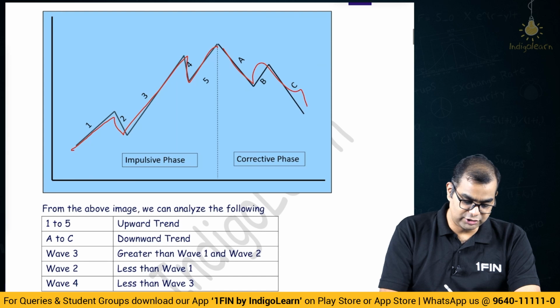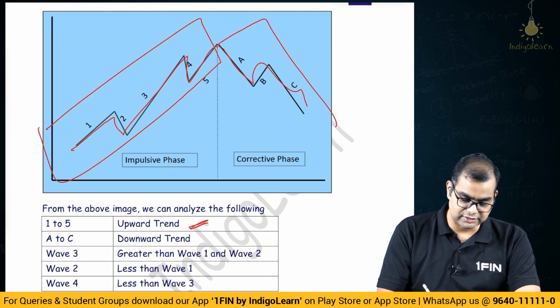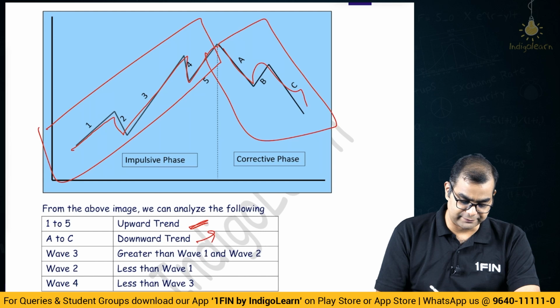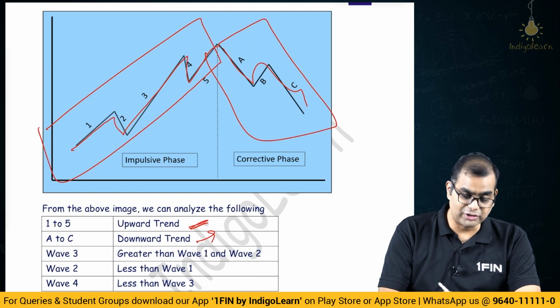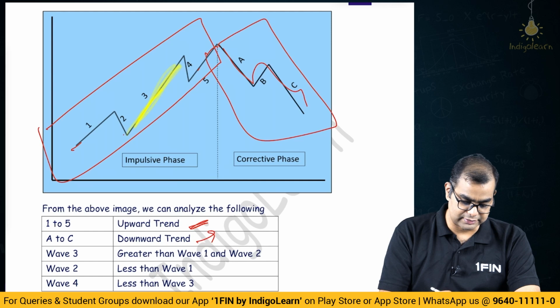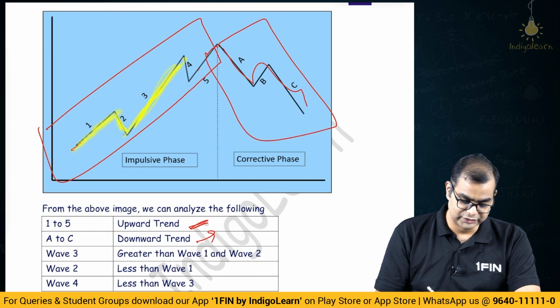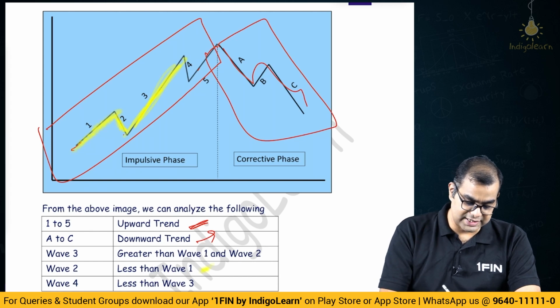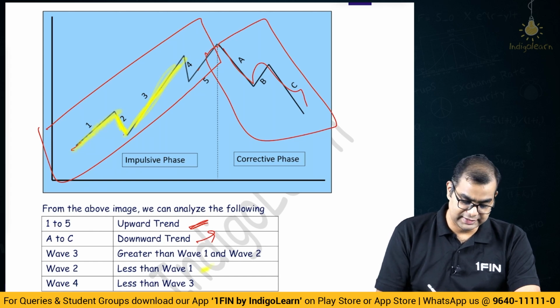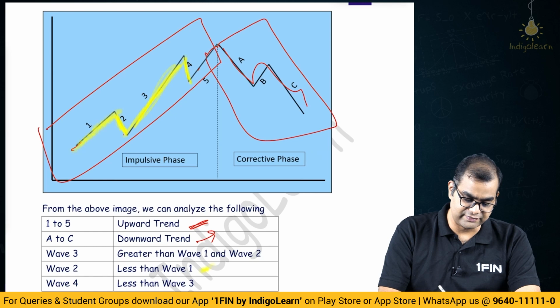So, you see here 1 to 5, this entire part is an upward trend. A to C, this entire part is a downward trend. Wave 3, you can call this an upward trend only if this wave is bigger than this or this. When I say bigger, you see the size, that's all. Then wave 2 is less than wave 1 and wave 4 is less than wave 3.